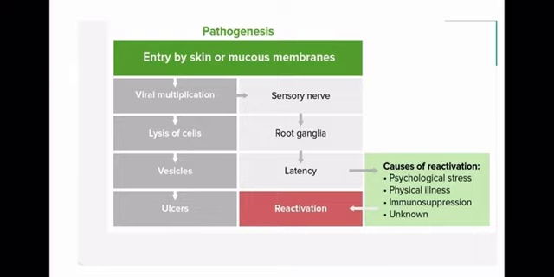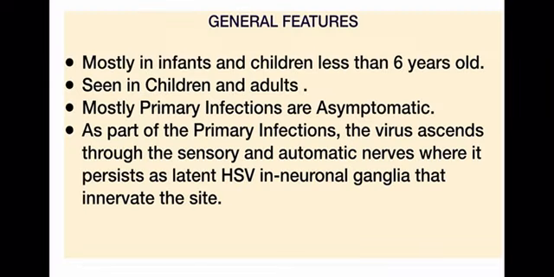which leads to ulcers. The general features of herpetic gingival stomatitis: it is seen mostly in infants and children less than 6 years old. It is also seen in adults. Mostly primary infections are asymptomatic.